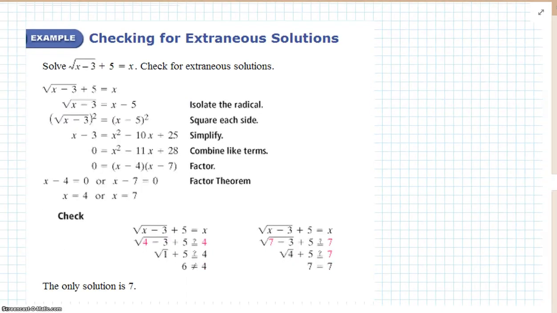Moving on. So now sometimes you've got to check for extraneous solutions. In this example, you had the square root of x minus 3, plus 5 equals x. Well, look, you get the variable by itself. You square each side. So you get the square root of x minus 3 squared equals x minus 5 squared. You distribute and simplify. So you get x minus 3 equals x squared minus 10x plus 25. Get everything on one side, combine like terms, set it equal to 0. You get x squared minus 11x plus 28. Now you factor. You get x minus 4 and x minus 7. So you get x equals 4 and x equals 7.